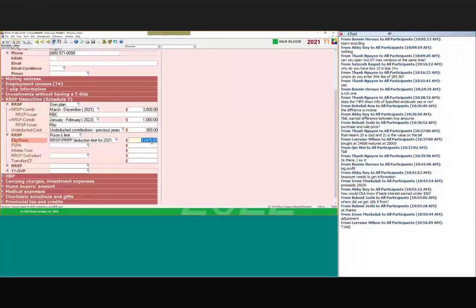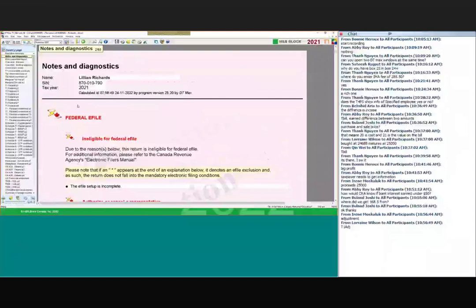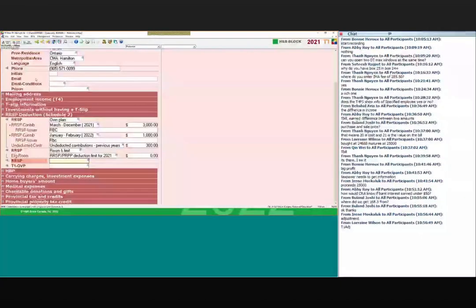If we put nothing in here, she would not be able to deduct any RSP. It's very important that you put this in. So let's say I leave it at 0, and I go to her tax return, and I'm going to see that there's no deduction for RSPs. And there's probably a note in diagnostic here telling me, oh yeah, the RSP schedule indicates you have excess contributions. That's not true. We just didn't put in all the information. So let's put that back in again, $12,476.